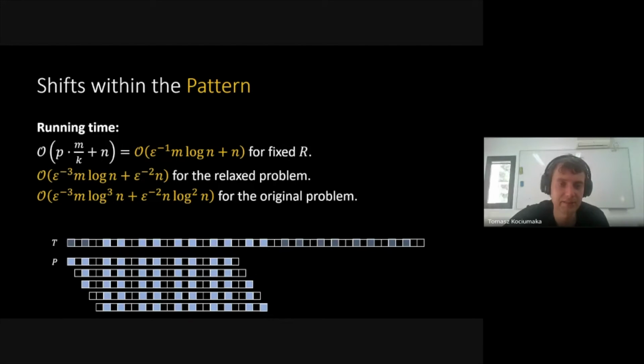And again, by multiplying by epsilon to the minus 2 and log squared n, we get the running time for the original problem, which is still not particularly satisfactory. Namely, if m is proportional to n, we didn't get any improvement compared to the previous algorithm. The only thing is that we replaced n by m in the first factor, and the second factor is just the running time of Karp-Rabin's algorithm, so it's not particularly impressive either.